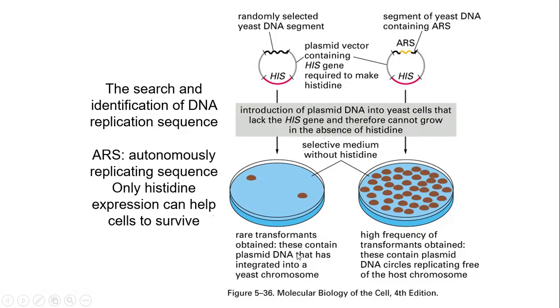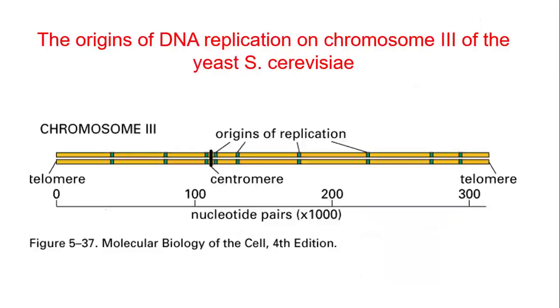Also, rare transformants are obtained. These contain plasmid DNA that has integrated into the chromosome. And a high frequency of transformants is obtained. These contain plasmid DNA replicating free of the host chromosome. Now, this is what we call relaxed, whereas the other is called stringent, because here it is tightly controlled, whereas on the other side it is not.